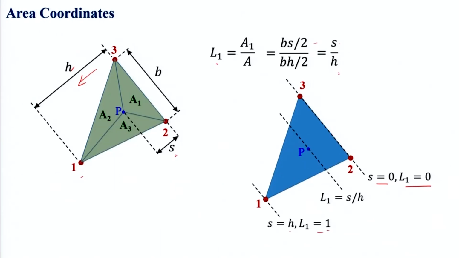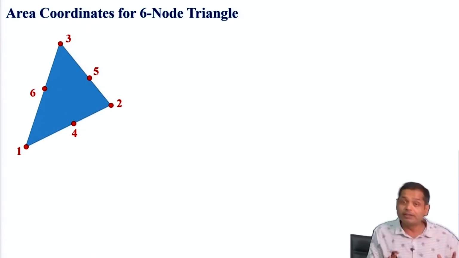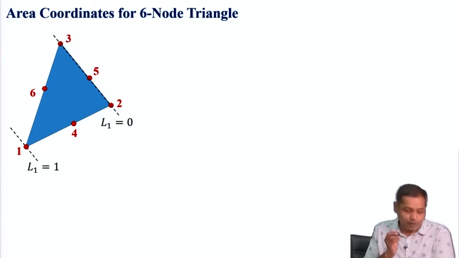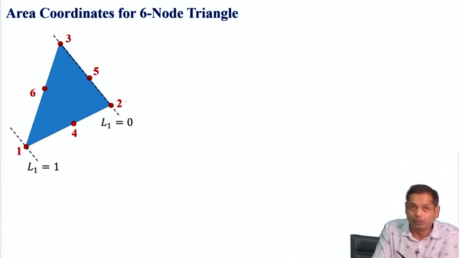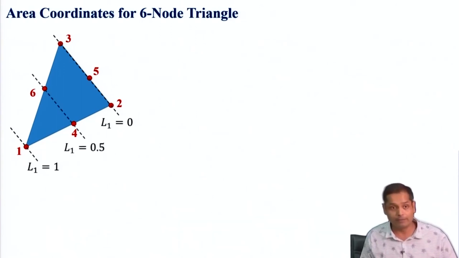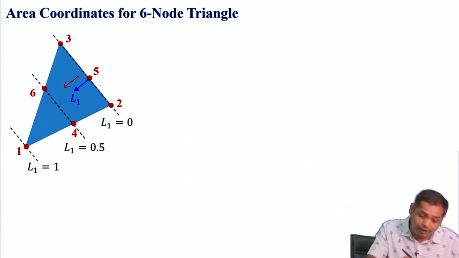Now, let us extend the same philosophy to higher order triangular elements. For instance, for a 6-node triangular element, let us do it for L1. We have this, there L1 has to be 0, and then L1 will be 1. This we know. Now, for the 6-noded triangle, node number 4 is at the middle point of nodes 1 and 2. So in this direction S will be H by 2, and therefore L1 will be 0.5 here. The direction of L1 is this, in this direction we are moving. This is normal to line 2, 3.